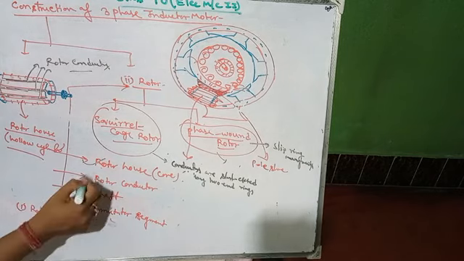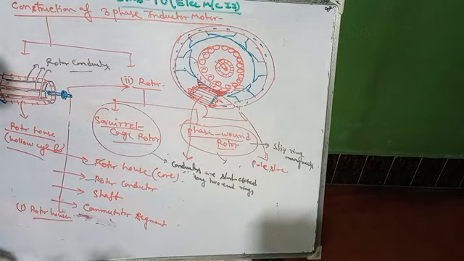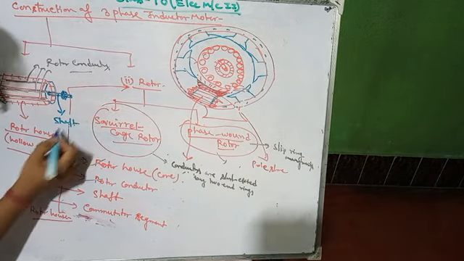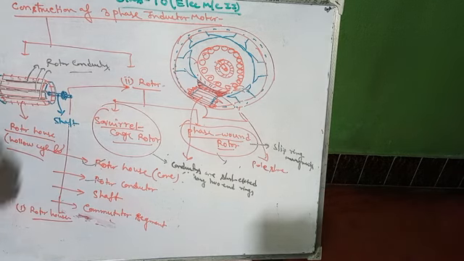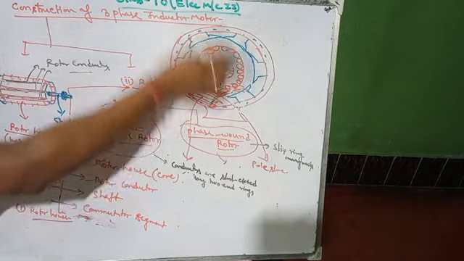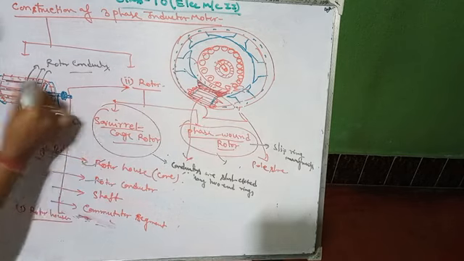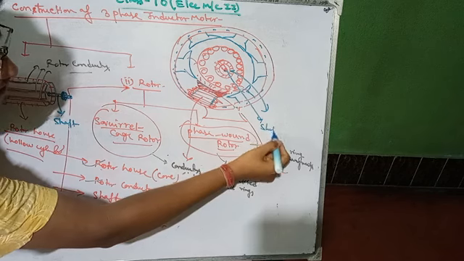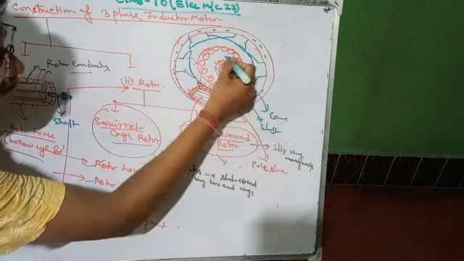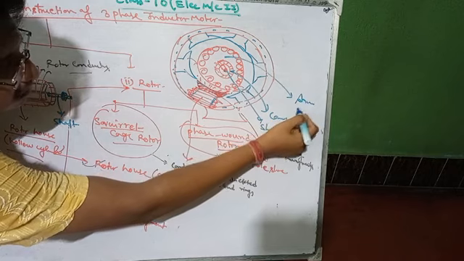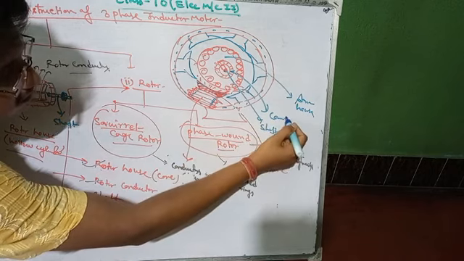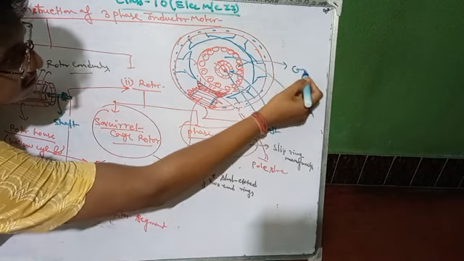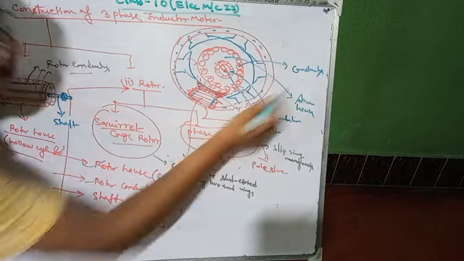So next, shaft. This is called shaft. This is a cross section figure, so that's why it looks like this. This is the shaft. This is the commutator. This is the armature house. This is the conductors.